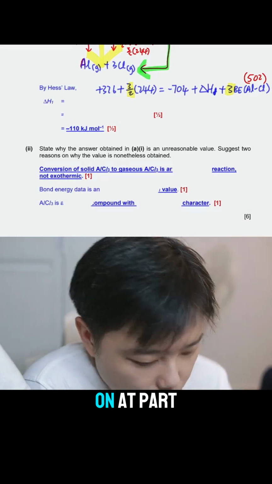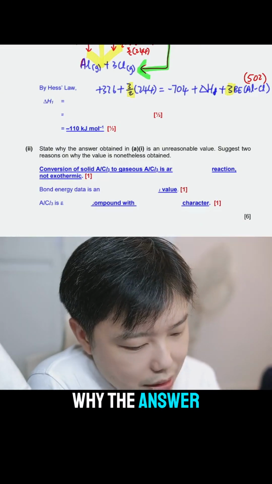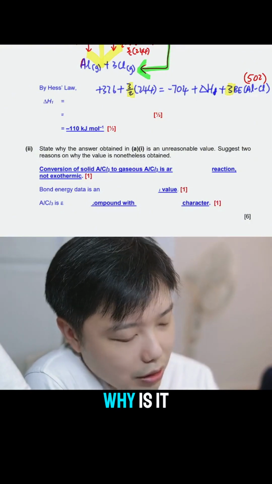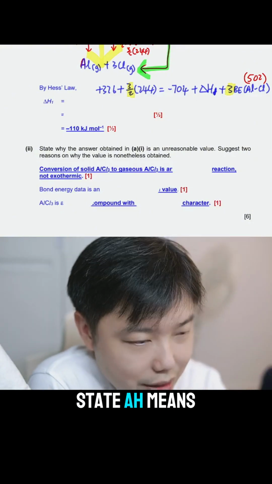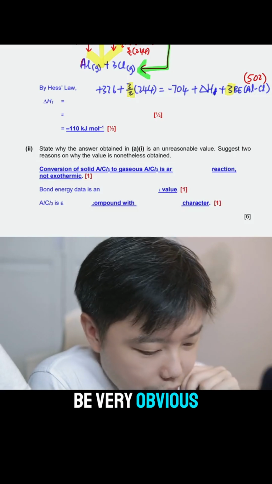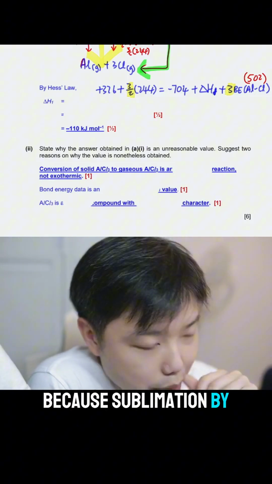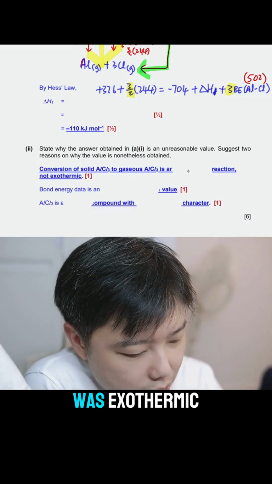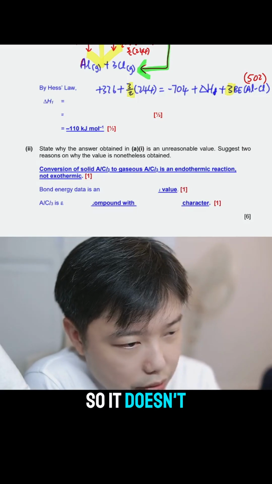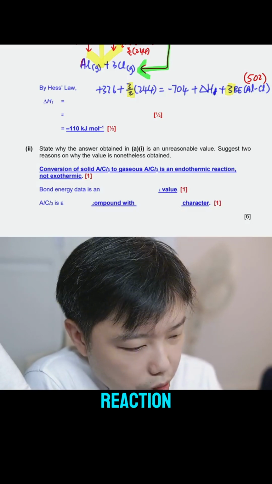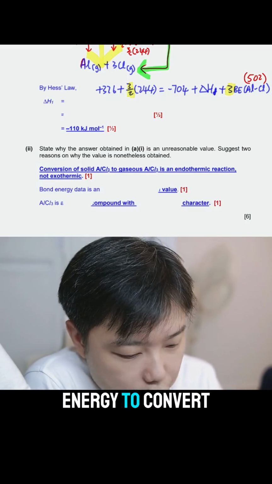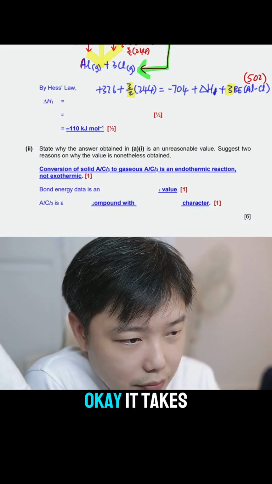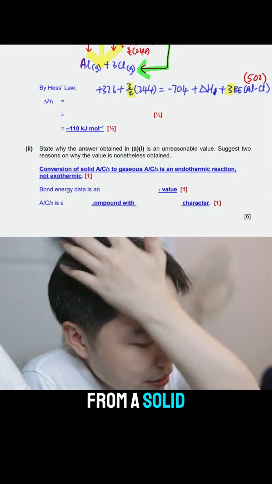Let's look at part 2. State why the answer obtained in A part 1 is an unreasonable value. State means that it should be very obvious. Sublimation is supposed to be endothermic, but our answer was exothermic, so it doesn't make sense. It should be endothermic because it takes energy to convert from a solid to a gas.